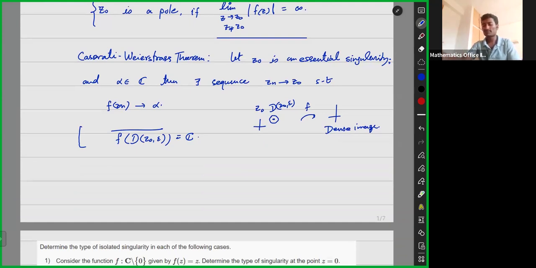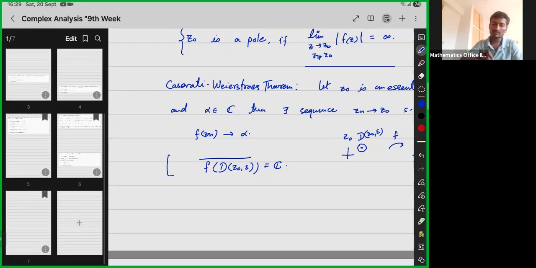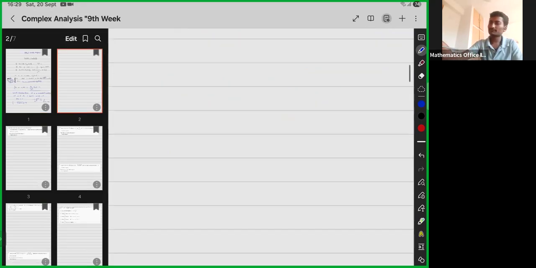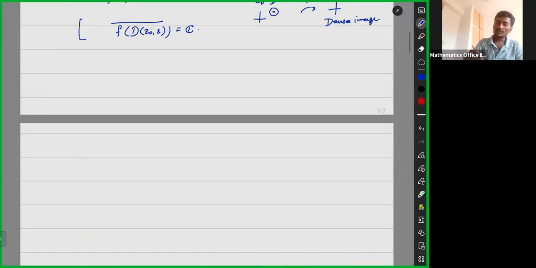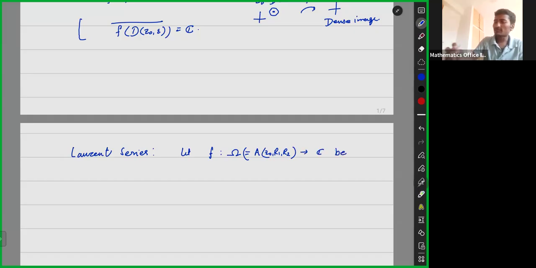And one more thing that was done is the Laurent series expansion and various scenarios depending on the kind of singularity. We can also write them because they are going to be helpful for our exercises. Laurent series: how was this defined? Let f be a holomorphic function from omega, where omega I am taking as the set A(z naught; r1, r2). This is called an annulus domain, to C.